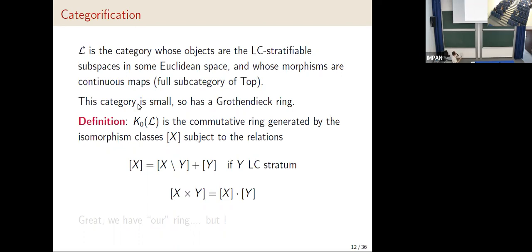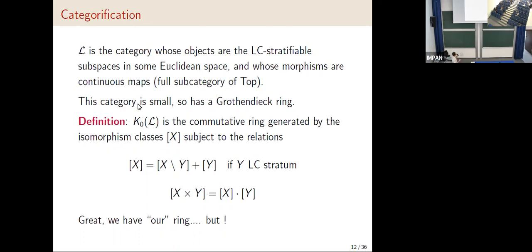You want the relations in this, so you're modding out by the subject generated by this minus that. In other words, you have this commutative ring generated by this and subject to these two relations. So this gives you a product, and it is okay. I've seen this before, it's a wonderful little construction.